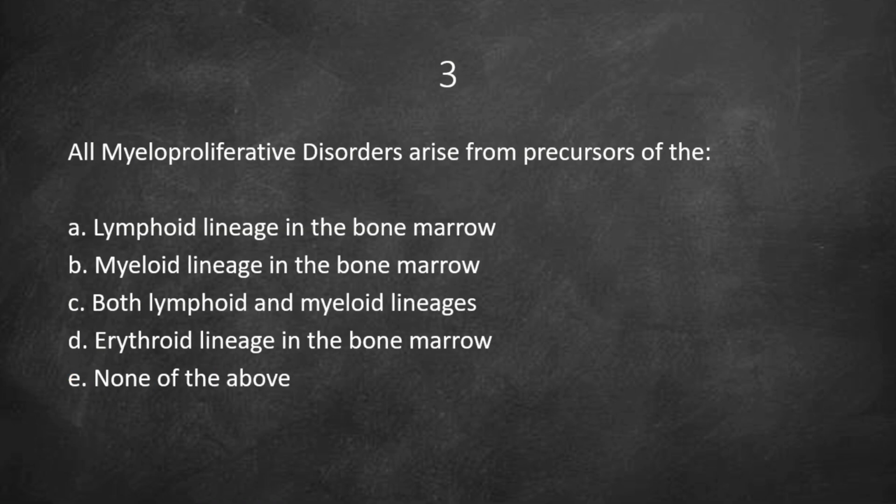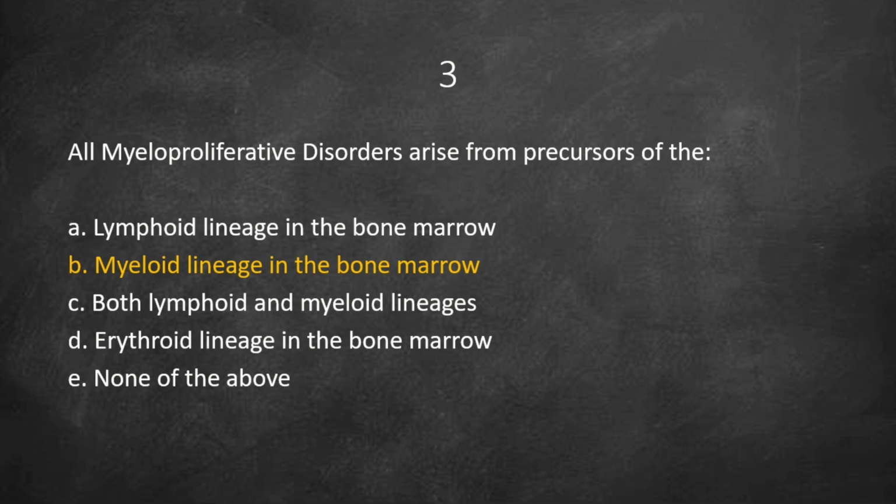Question 3. All myeloproliferative disorders arise from precursors of the A. Lymphoid lineage in the bone marrow. B. Myeloid lineage in the bone marrow. C. Both lymphoid and myeloid lineages. D. Erythroid lineage in the bone marrow. And E. None of the above. The correct answer here is the myeloid lineage in the bone marrow.